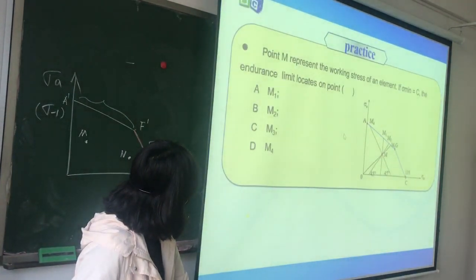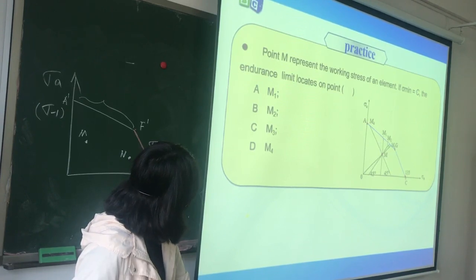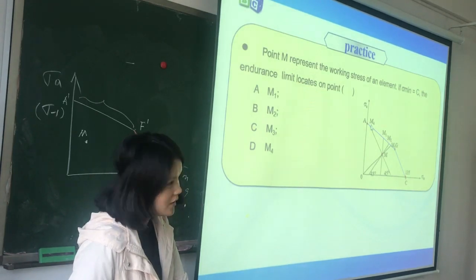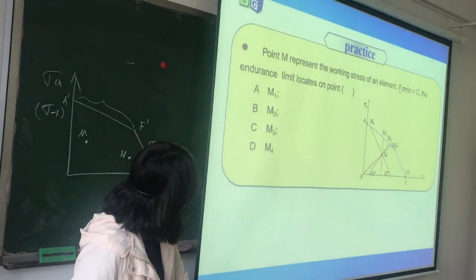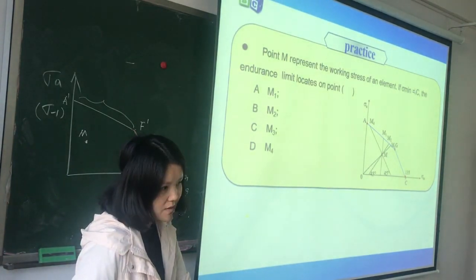And this point M represents the working stress of an element. If the minimal stress is constant, the endurance limit locates on point M1, M2, M3, or M4, under the condition that sigma minimum is constant. Which one?